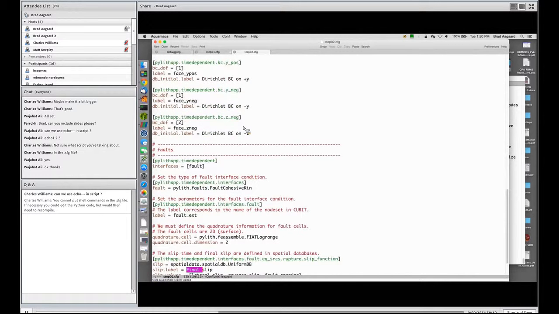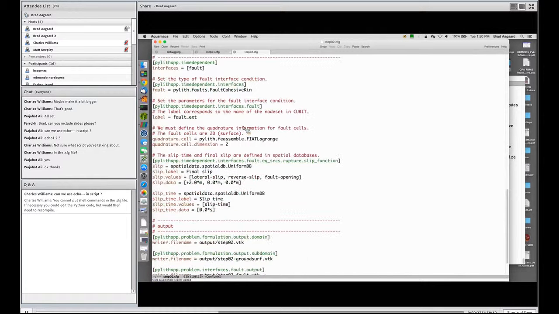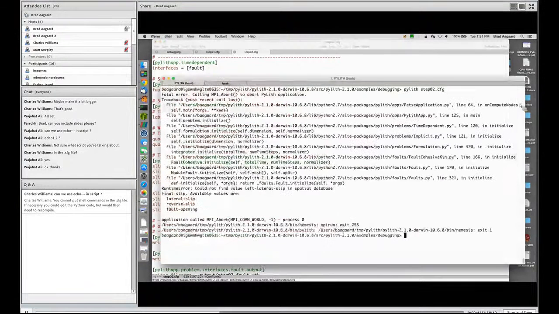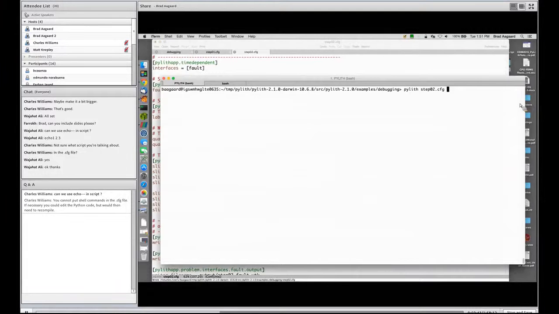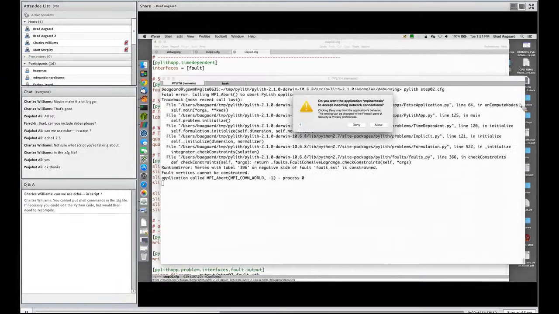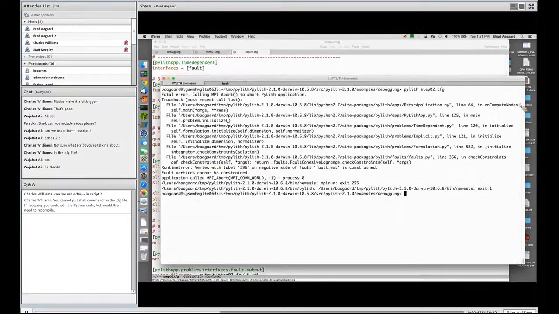So here's my spatial database final slip. It was not in a simple database. It was right here in my uniform database. So I need to make sure that it says left lateral slip. And let's go back and run again. And I get another runtime error.